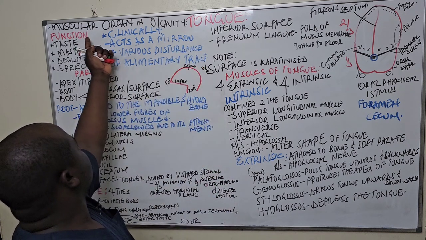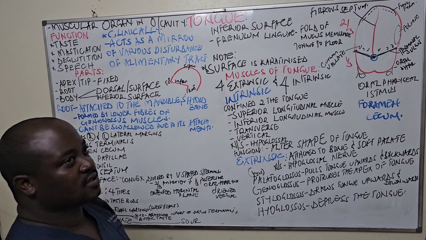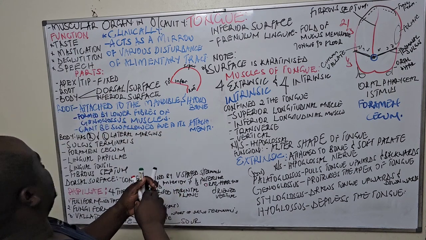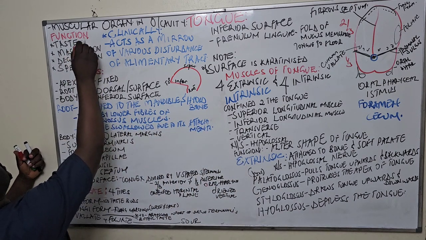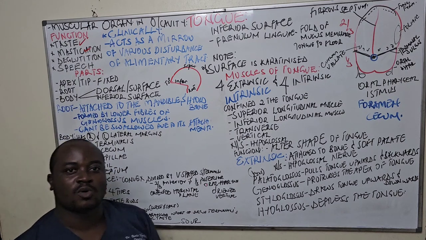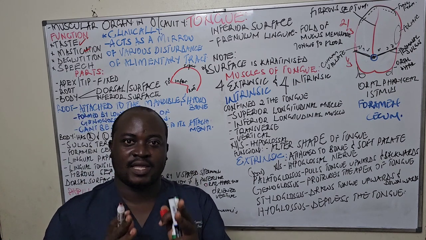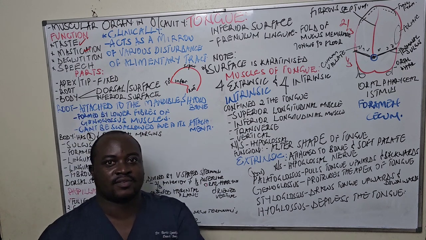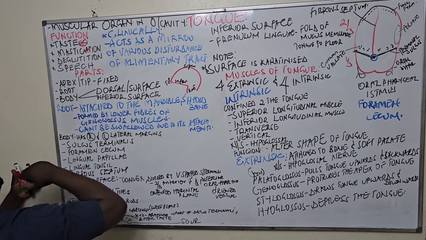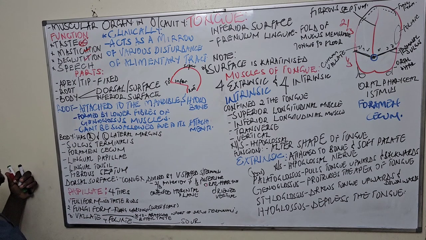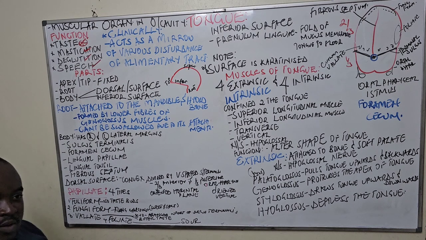The tongue is a muscular organ in the oral cavity. What are the functions? We shall not go into details, but we have mastication, tasting. The function of taste is because we have taste buds. We have taste buds on the anterior two-thirds of the tongue, and therefore that's the reason why we are talking of taste. We are talking of irritation. We are talking of speech. Those are the functions of the tongue.